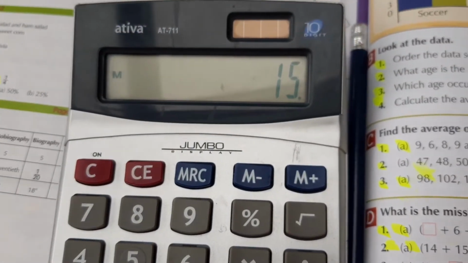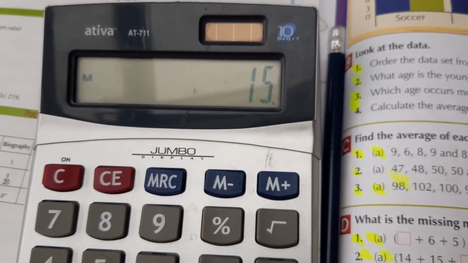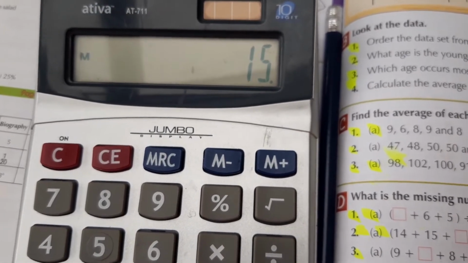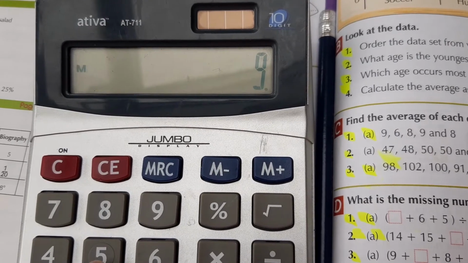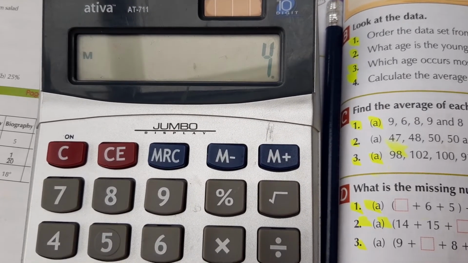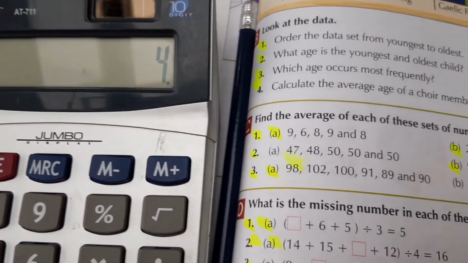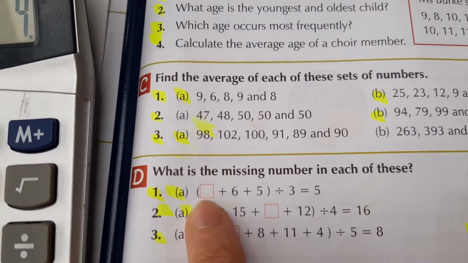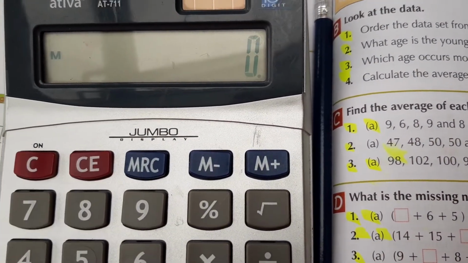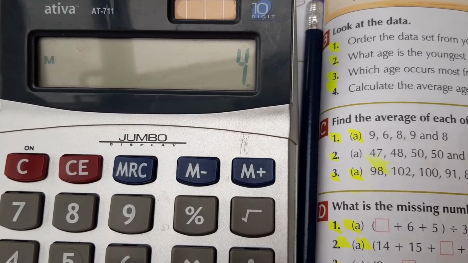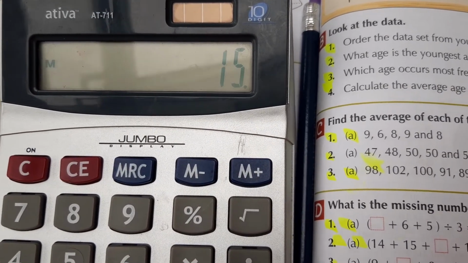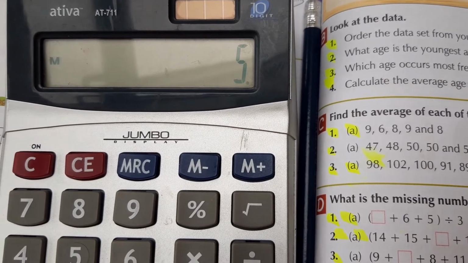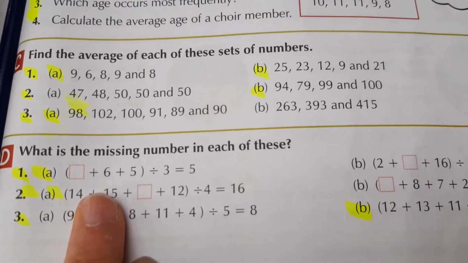Now, if you take away the numbers that you see there, because I know some numbers, so I have a 6 in it, so take away 6, and I have a 5, and I take away 5. And what am I left with? I'm left with 4. So my missing number there is 4. And then just check if you're right. So we've got 4 plus 6 plus 5 equals 15. Divide that by 3 and your answer is 5. Okay, so that's the way to do that one.